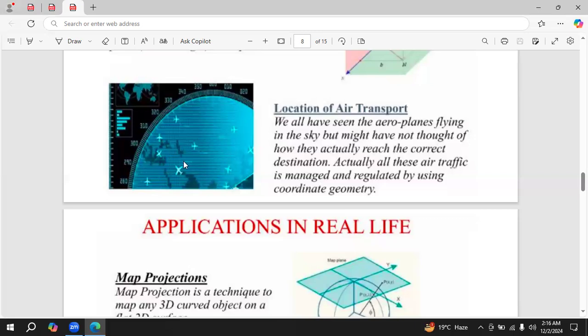It defines or decides which route will be taken by which airline, based on the assignment of the air traffic to each single plane, and that basically depends on the coordinate geometry. Coordinate geometry provides the clear map and route for each and every single airline.